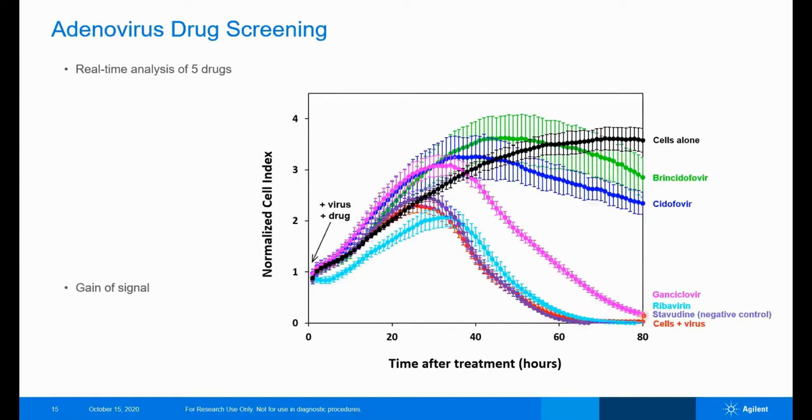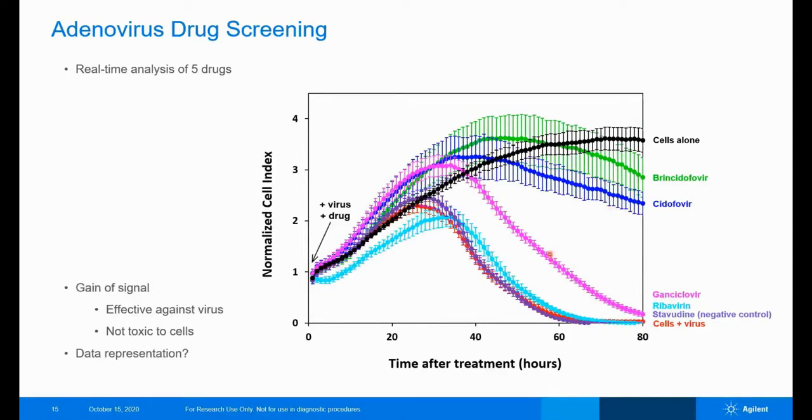And if you have a positive hit, that drug is causing a gain in signal to look more like the cell alone control. This is important because when you have a gain of signal assay, a positive hit is consistent with the drug being effective against the virus and that drug not being toxic to the cells. So if brincidofovir was toxic, we would see the impedance signal dropping, not increasing.